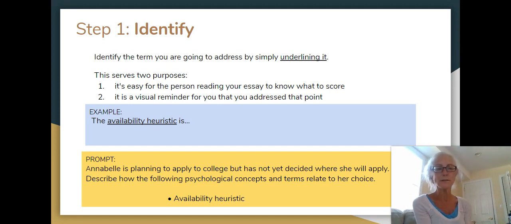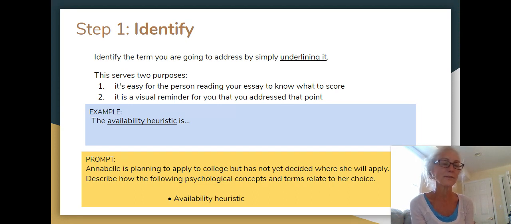Now, of course, last year with the AP exam, you were taking the AP exams online, but many students still underlined the term in their Google Doc. If you were writing it by hand, of course, you would underline it. So identifying the term, underlining it, may seem superfluous and unnecessary, but it serves two purposes. The first purpose is it's easy for the person who's reading your essay to know what to score. And the second purpose is a visual reminder for you that you addressed that point.